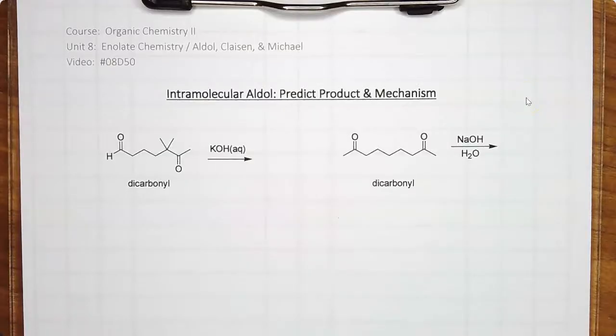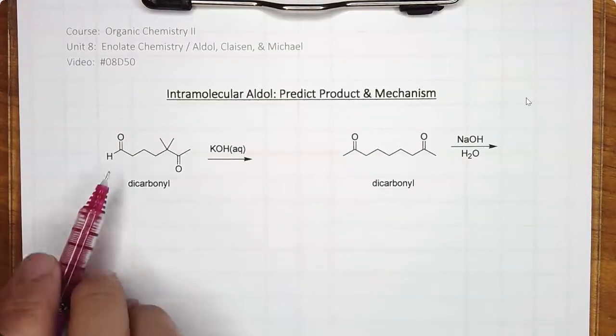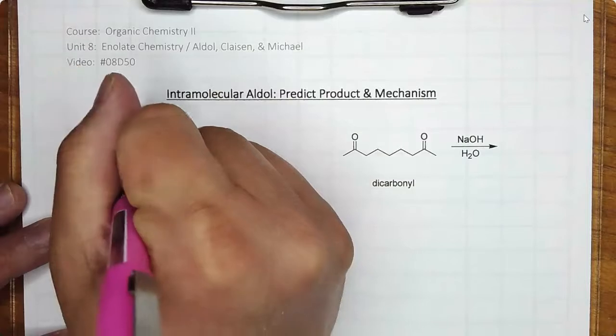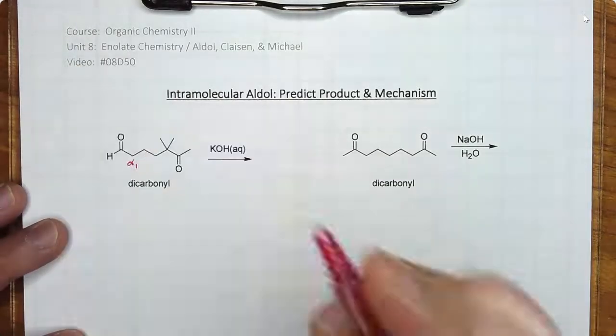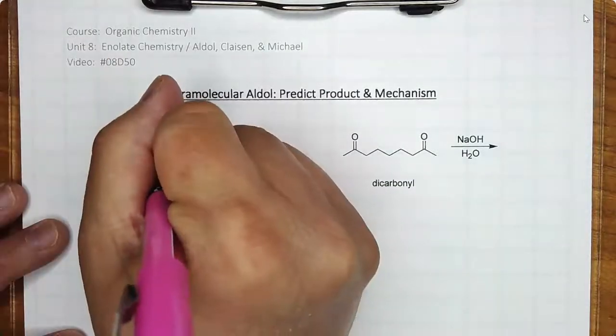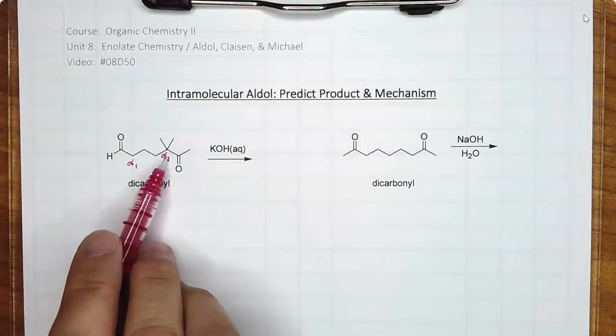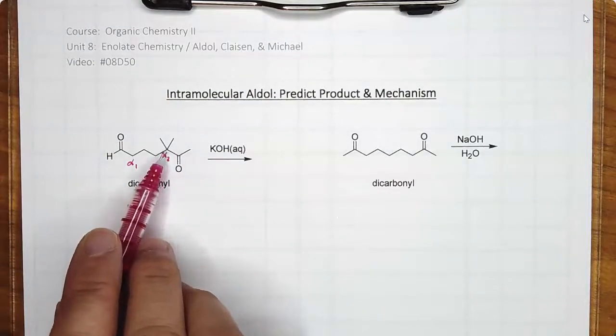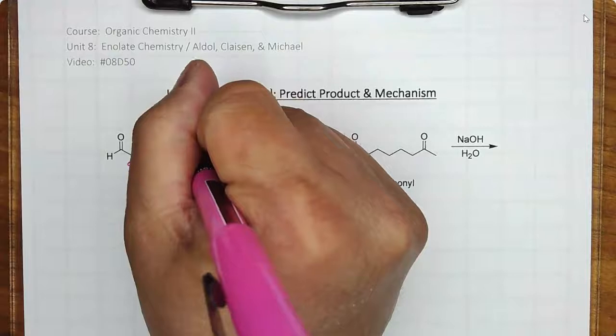The issue is, though, when you have a dicarbonyl, either a diketone, dialdehyde, or in this case an aldehyde ketone, there are several alpha carbons that could potentially lead to the enolate. Over here we have an alpha carbon, we'll call it alpha 1. Here's alpha 2, but that carbon doesn't have any hydrogens, so we can't make the enolate at this position. And here we have alpha 3.